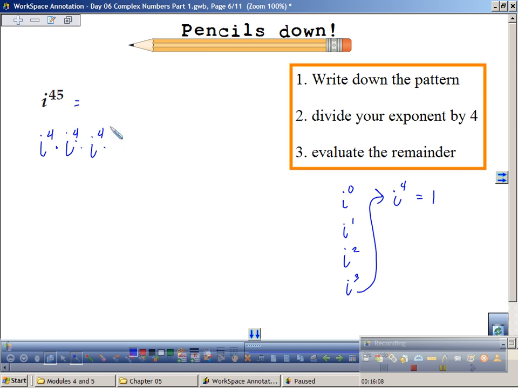Do I really want to write that? Now, how do I do that? Didn't I just say 45 divided by 4? So 45 divided by 4 is 11 of them. How many do I have left over?